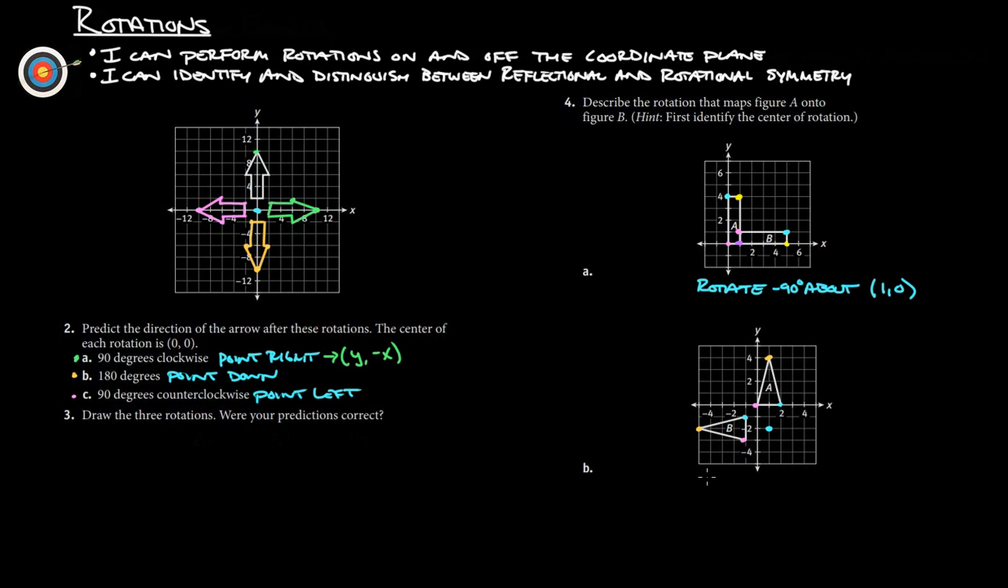So since the previous one was going clockwise, it was negative. This one's going counterclockwise, so it's positive. Rotate 90 degrees about the point, and that is at 1, -2. Or we can say rotate counterclockwise 90 degrees about the point 1, -2.